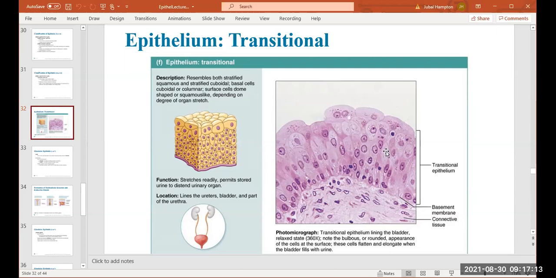In the lining of the urinary bladder, as the urinary bladder fills, this tissue has the capacity to stretch. And so it's called transitional epithelium because it transitions between these cuboidal columnar shapes down to a squamous shape when it's fully stretched out and it flattens.